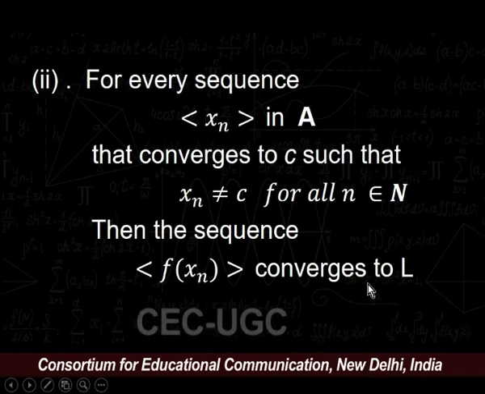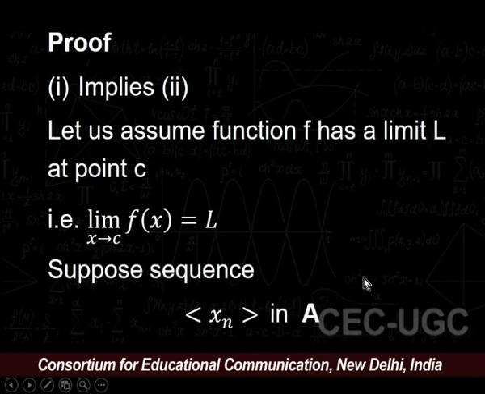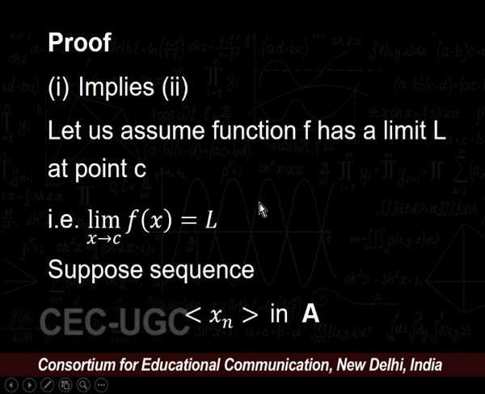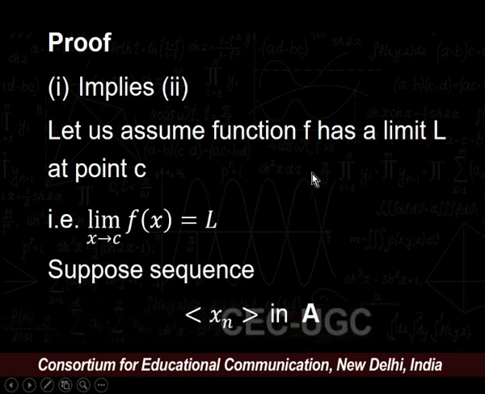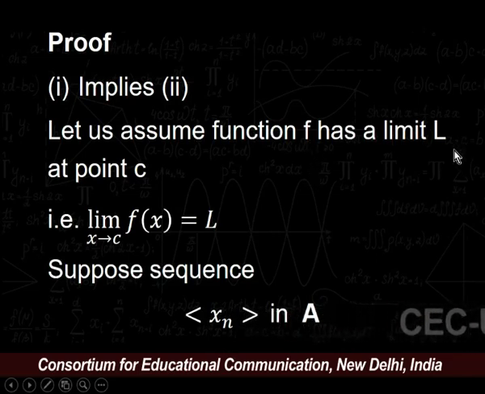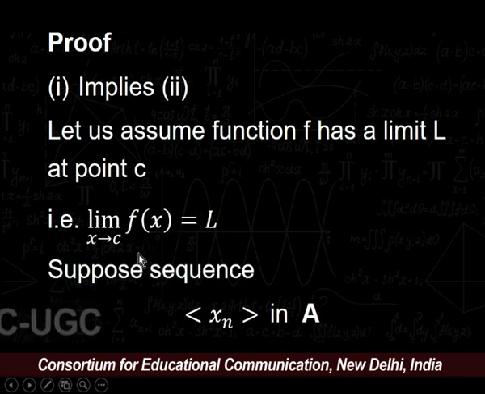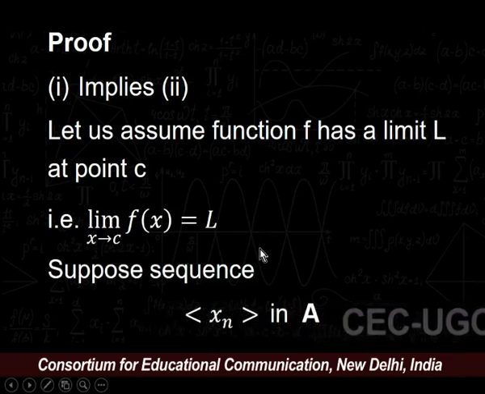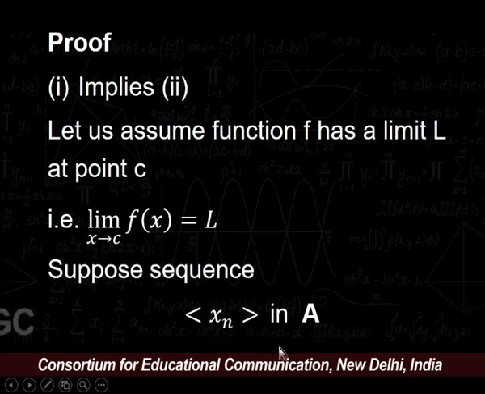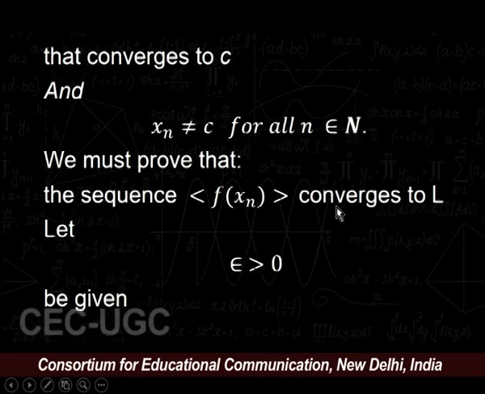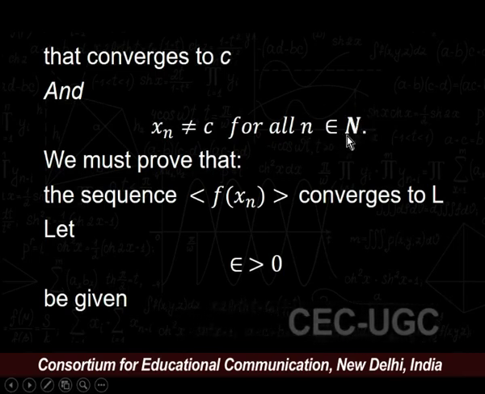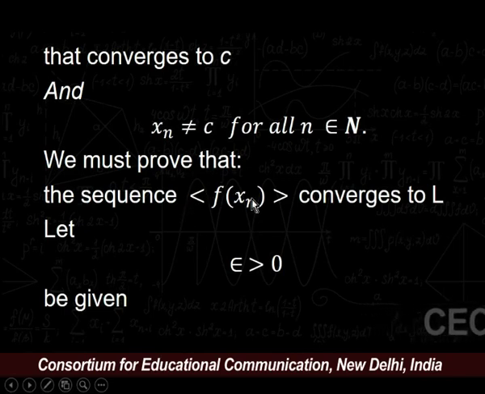Let us start with the proof. We prove 1 implies 2, and in the converse case we prove that 2 implies 1. So let us start with 1 implies 2. Let us assume that the function f has a limit L at point c, as given in our statement 1: limit as x approaches c of f of x is equal to L. Suppose a sequence xn in A converges to c and xn is not equal to c for all n belonging to the natural numbers. We must prove that the sequence f of xn converges to L.